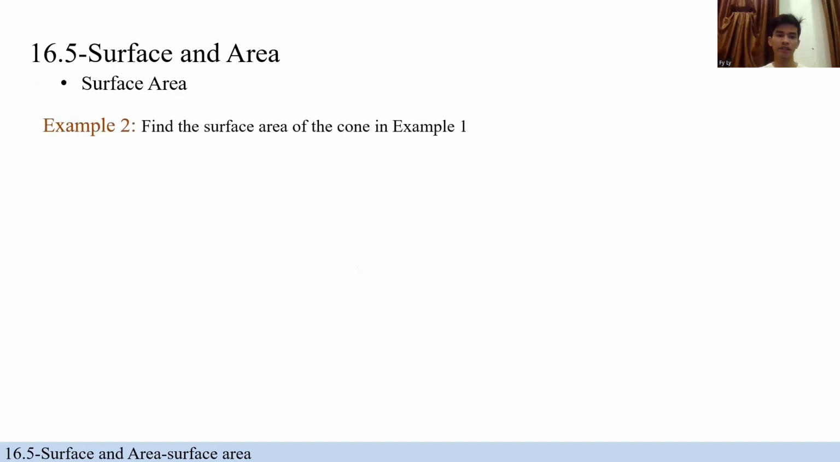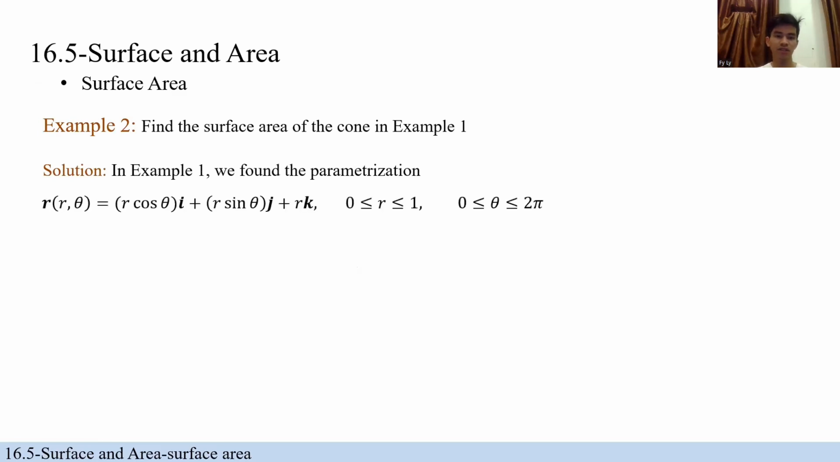So let's take a look at example 2. Find the surface area of the cone in example 1. As you know, in example 1 we just found the parameterization. So here is the parameterization that we found in example 1: r(r, θ) equals r cosθ i hat plus r sinθ j hat plus r k hat, and the regions are r from 0 to 1 and θ from 0 to 2π.